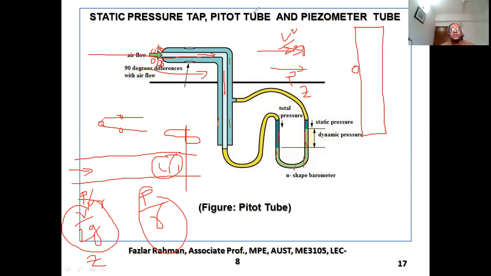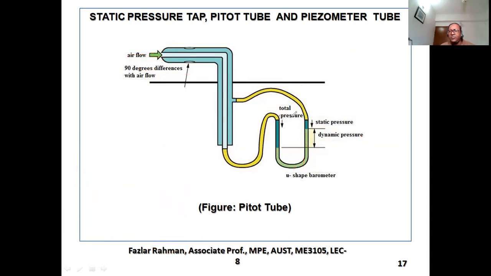Similarly, for example, in aircraft, when it flies, how do you know its velocity? At the nose of the aircraft, they put a pitot tube, this kind of thing.